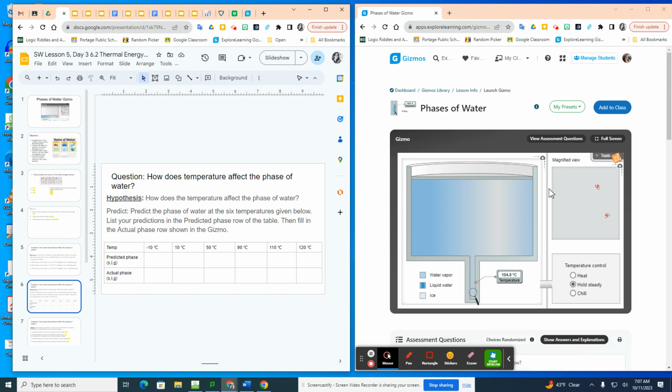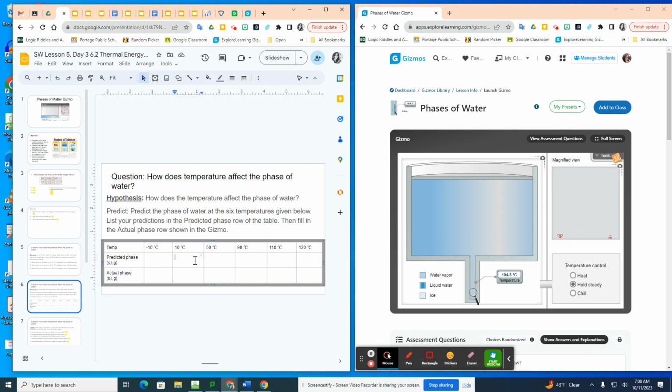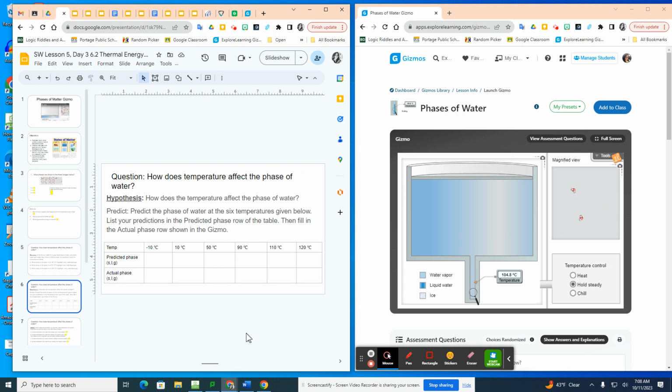So you're going to first, before you do anything with the gizmo, predict what phase we think it is. Is it solid, S for solid, L for liquid, or G for gas? Then you're going to fill in the actual phase row shown in the gizmo. So what do we think at negative 10? How about at 10 degrees Celsius? Or 50? Maybe 90 degrees Celsius. 110 and 120. So make your predictions. You can pause the video for that and then start it up again.